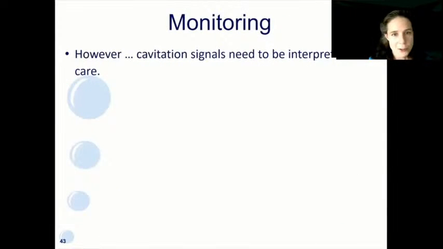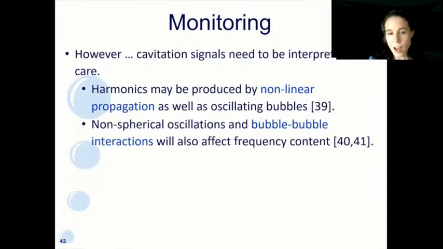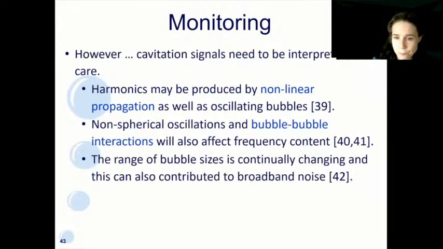I need to sound another note of caution here though. Cavitation signals should be interpreted with extreme care. Nonlinear propagation can also produce harmonics as well as oscillating bubbles. You can usually distinguish it from the amplitude, but be aware there are lots of nonlinear processes occurring, particularly in therapeutic ultrasound. Frequency content will also be affected by non-spherical bubble oscillations and bubble-bubble interactions. So you can get very nonlinear behavior at low pressures if you have a large enough bubble cloud.